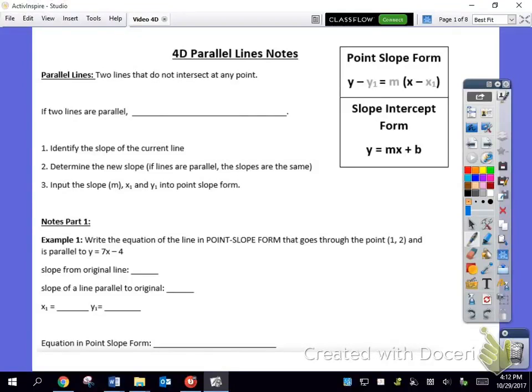Parallel lines are lines that do not intersect at any point. They look like this. They don't intersect at all. So two lines are parallel if they have the same rate of change. That means that they move at the same rate. That's why they don't intersect.